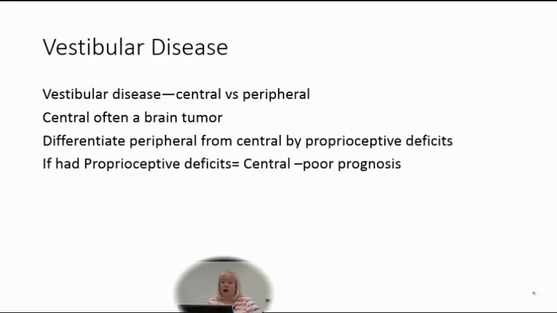In general, not 100% of the time, but in general, you can differentiate peripheral from central vestibular disease by proprioceptive deficits. If the animal has proprioceptive deficits, then that tends to be an indication of central vestibular disease, which has a poor prognosis, as opposed to the geriatric peripheral vestibular disease, which has a good prognosis.